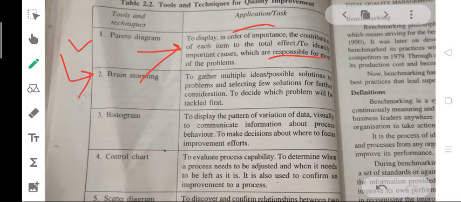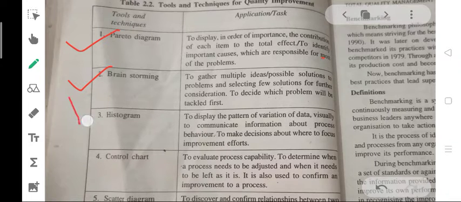Second is brainstorming, to gather multiple ideas/possible solutions to problems and select a few solutions for further consideration. In this, to decide which problems will be tackled first. So the first one is the Pareto diagram, the second is brainstorming, and the third one is the histogram.